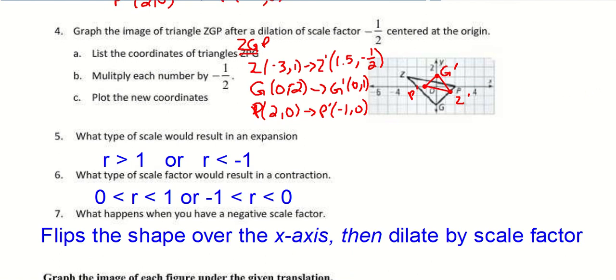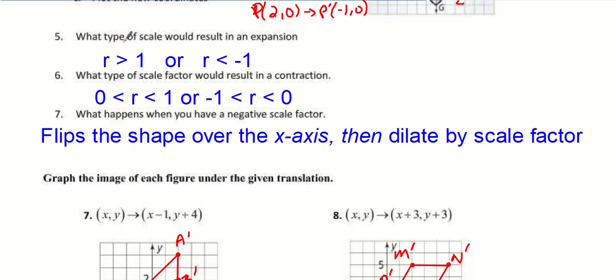All right. Number 5, so if the R value is greater than 1, or technically less than -1, we are going to get a bigger figure. It's going to result in an expansion of our coordinates. Technically, the way we would normally write this is: the absolute value of the R value is bigger than 1. So whether it's -2 or +2, when I plug it into the absolute value, I'll get 2. As long as that number is bigger than 1, we're going to grow.